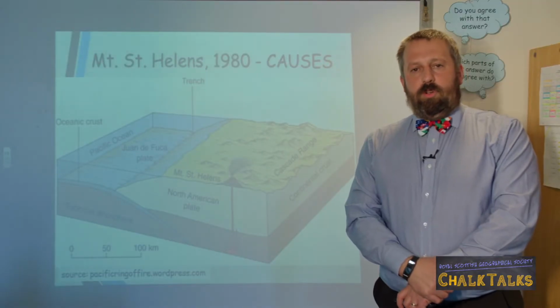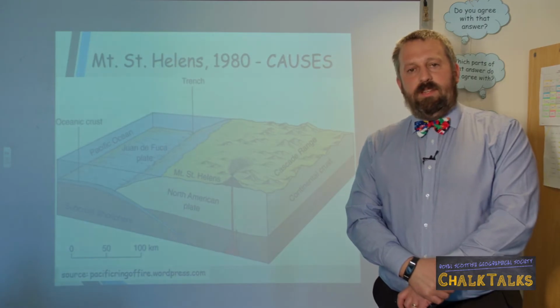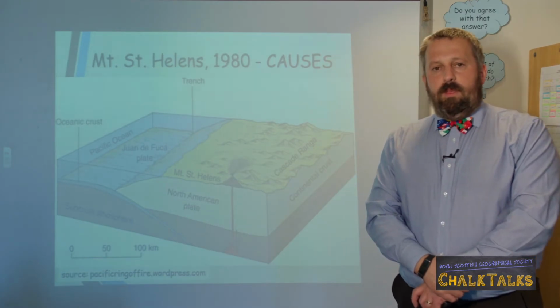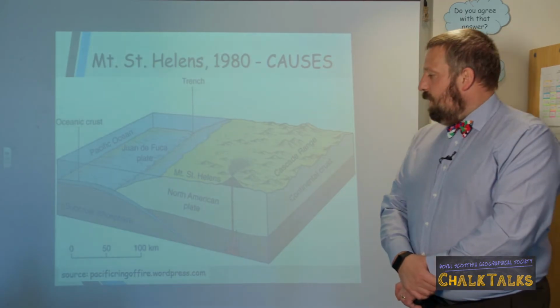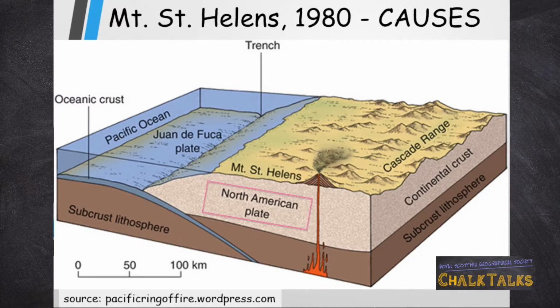So let's have a look at what caused the eruption of Mount St. Helens in 1980. Mount St. Helens is on a destructive plate margin. In this particular case, it is where the North American plate meets the Juan de Fuca plate. The Juan de Fuca plate is made of denser oceanic crust, and so it is forced to sink, or subducted, beneath the less dense North American plate, which is made of continental crust.